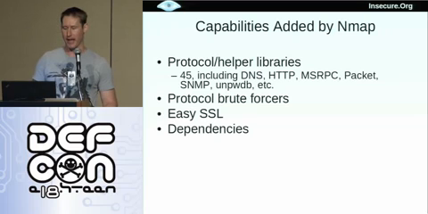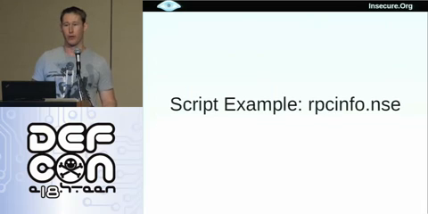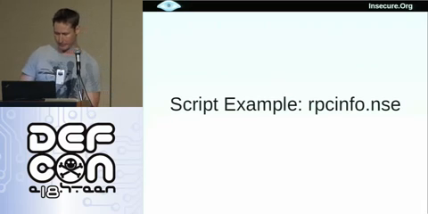Nmap adds a few capabilities to that. We have protocol and helper libraries. They help you make, say, an SMB query or an HTTP request without getting bogged down in the details of the protocol for making those requests. We have protocol brute forcers, like we looked at SMB brute, so that it can find the passwords for you in those times when you really need them. We have SSL, and we have the dependency system. We talked about how SMB enum users can then take that username list, and SMB brute knows to have users run first, take those results, and crack them. So that's a really quick overview of what we've added. Let's look at an actual example script.